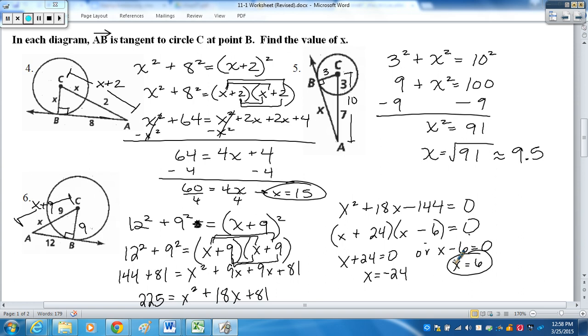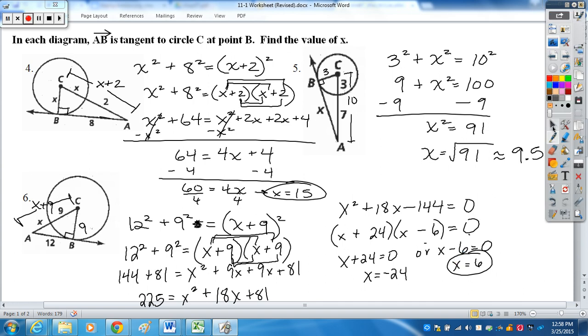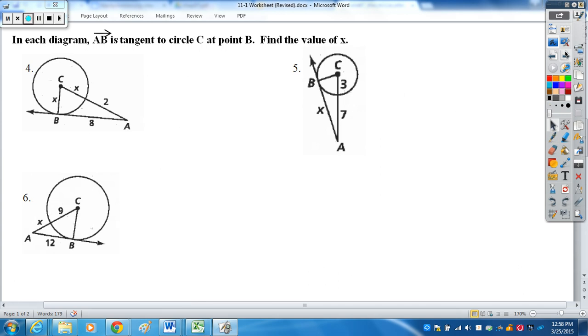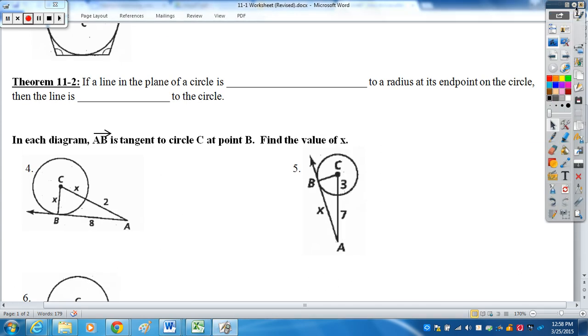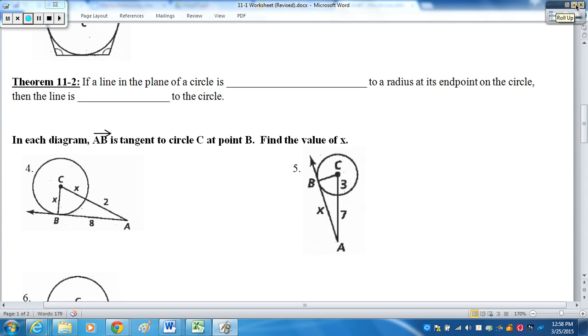All right, now we did skip 11.2, which is basically the converse of what we were talking about in 11.1. In 11.1 it said: if we have a line tangent to a circle, then there is a point at which the radius will be perpendicular to that line of tangency. This one says: if a line in a plane of a circle is perpendicular, meaning it forms a right angle, to the radius at the endpoint of the circle, then the line is tangent to the circle. If it forms a right angle on the circle right there at the point, the line has to be tangent to it. So it's just the converse of that.